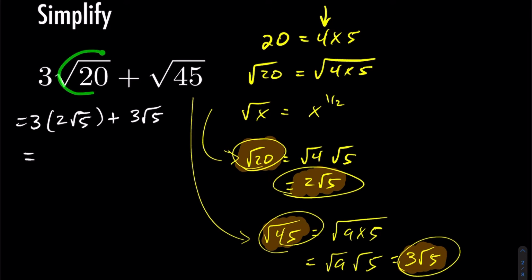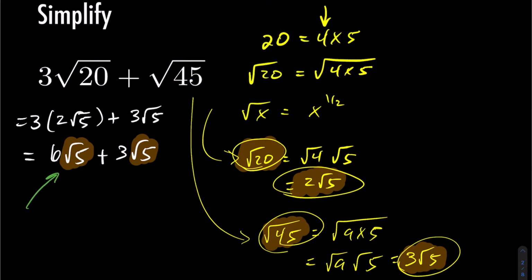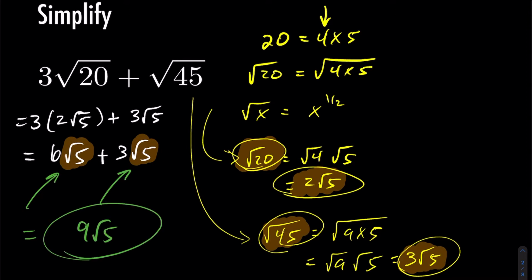Now you'll see here I replaced the root of 20 with 2 root 5 and the root of 45 with 3 root 5. Now we can multiply the coefficients here together, giving us 6 root 5 plus 3 root 5. Now in this situation, you can think of the root of 5 as a variable x, and we're essentially collecting like terms. So I have 6 of these root 5s, and I am adding another 3 of these root 5s. So in total, we will have 9 of these root 5s. And that is our first example.